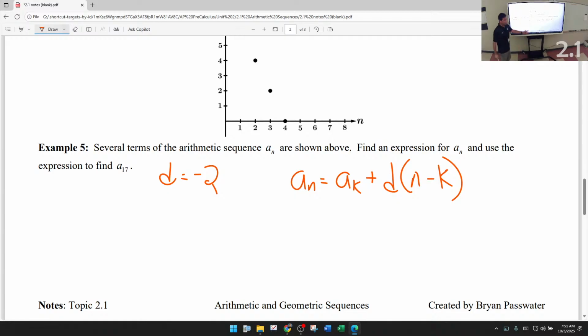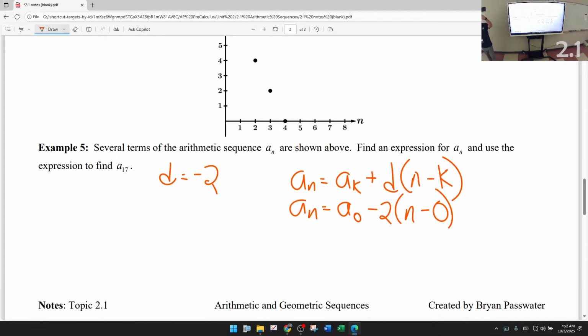Okay. So now we're plugging and chugging in this one. Again, there's what, 1, 2, 3, 4, 5 points. Use any one of the points. I would use A sub 0. So A sub n is equal to A sub 0. What did we say? Down 2, right? So minus 2 times n minus 0. Y'all see why I would do A sub 0? Because then it's just n.